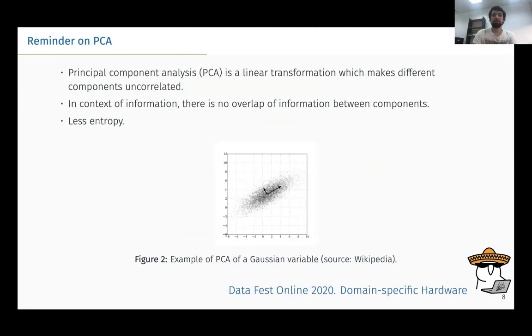Another thing we'll need is principal component analysis, or PCA. PCA is a linear transformation which makes different components of the vector uncorrelated. And if you're talking about information, that means that there is no overlap of information between different components of the vector. And obviously, since we don't need to store the same information twice now, this reduces the total entropy of the signal.